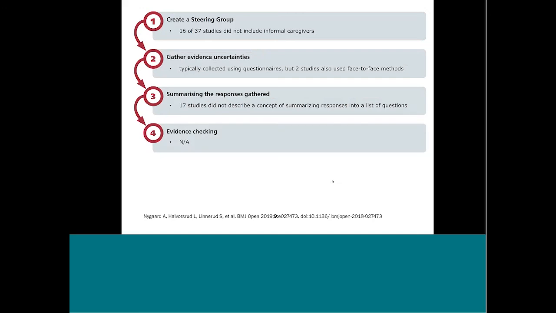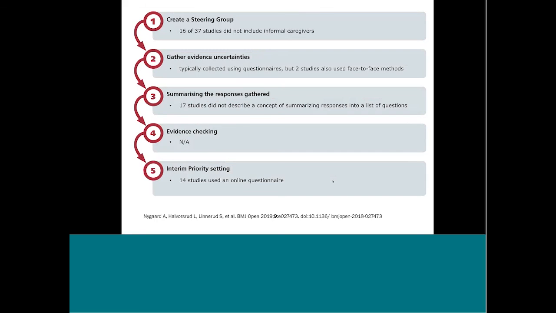The authors of the scoping review did not attempt to summarize any evidence related to how evidence uncertainties were verified. 14 studies used an online questionnaire during the interim priority setting stage. The authors also concluded that 9 of 37 studies did not include informal caregivers in the final workshop, and they didn't attempt to synthesize the state of the evidence on how PSPs were disseminated to research funders and health researchers.